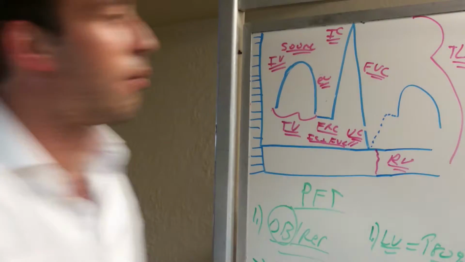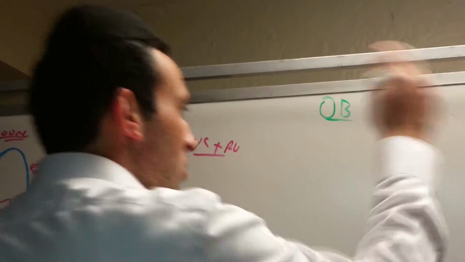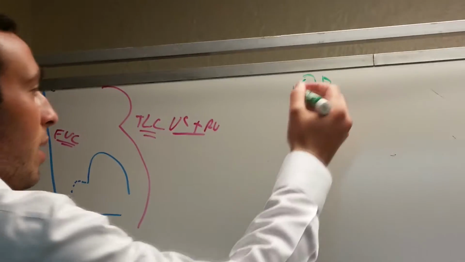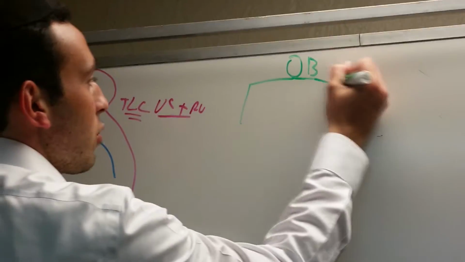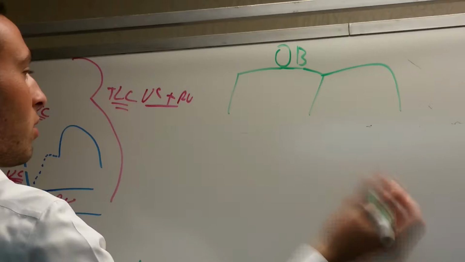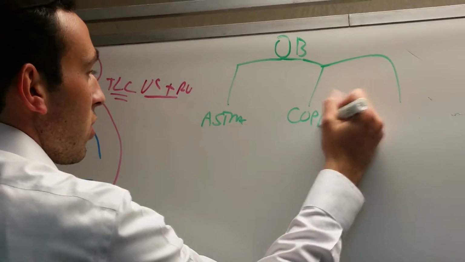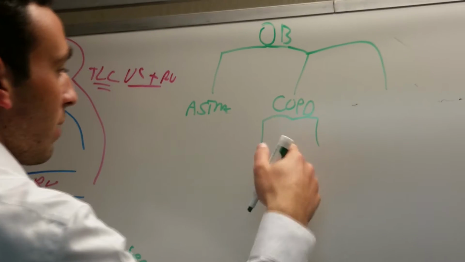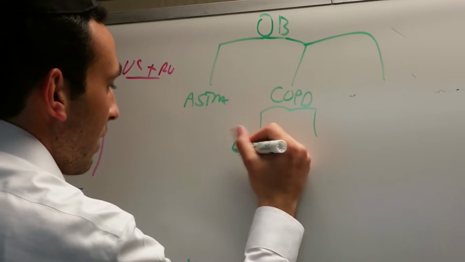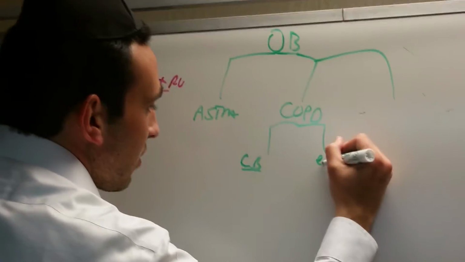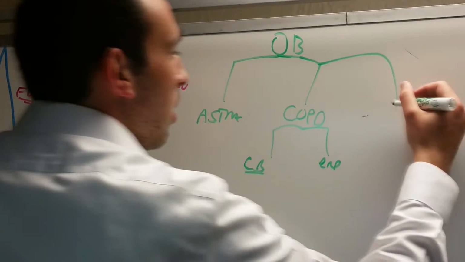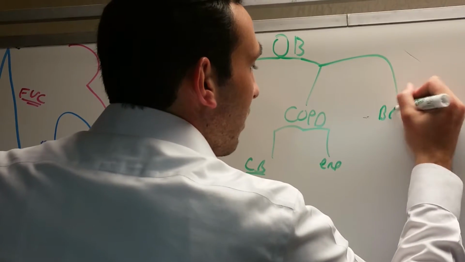Next we're going to be discussing the different diseases, the obstructive diseases. We're going to discuss the restrictive diseases later. Now, you could really have three different types of patients with obstructive diseases. You could have the asthma patients. You can have the COPD patients, which can be classified into two groups: the chronic bronchitis and the emphysema patients. And the third group is the bronchiectasis patients.